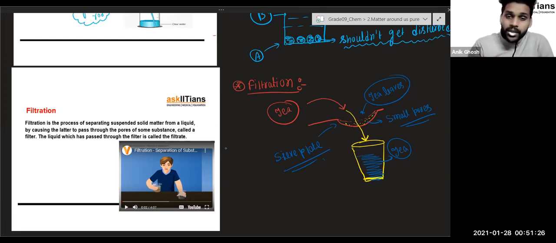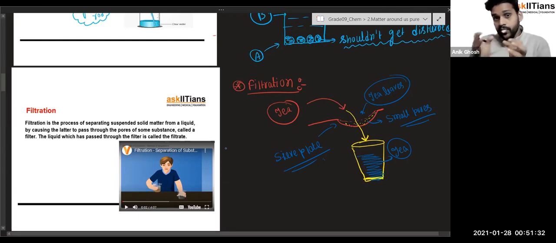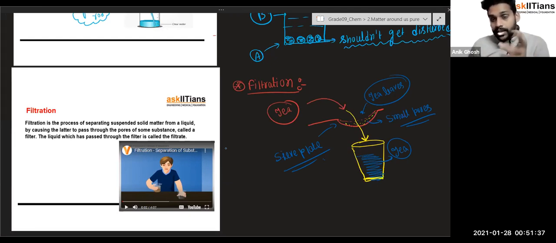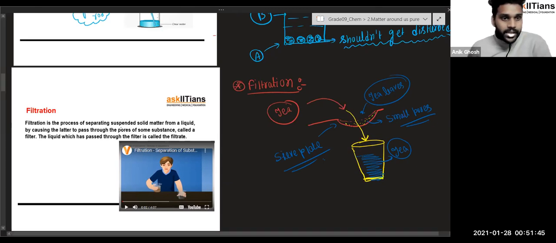So in this process as well, we can separate out a mixture when one particle is smaller and the other one is very big. Only then we can separate that with the help of this process. So you can see filtration is the process of separating suspended solid matter from a liquid by causing the latter to pass through pores of some substance called a filter. And the liquid which has passed through the filter is called the filtrate. They have some names as well.